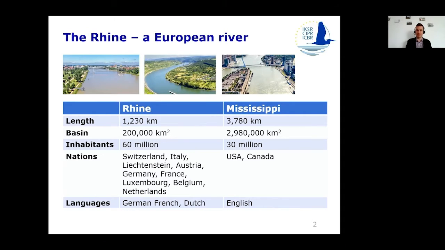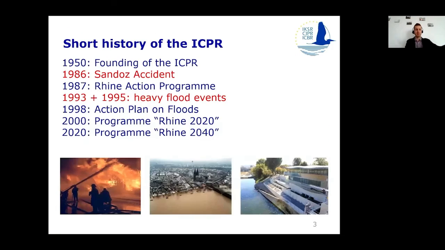And whereas the Mississippi basin comprises the USA and actually also a very small share of Canada, in case of the Rhine, it's 9 nations with 3 different languages spoken, and that's German, French, and Dutch. So just like the Mississippi, the Rhine is an important river for inland navigation, but the population density of its basin and also the degree of its industrialization is much higher, and therefore also the flood risk, which actually requires a good management. So this is where the ICPR comes into play.